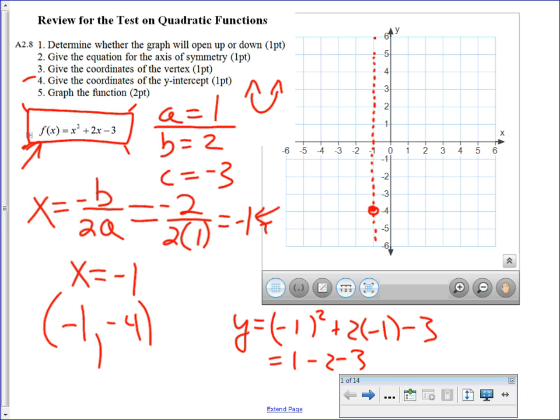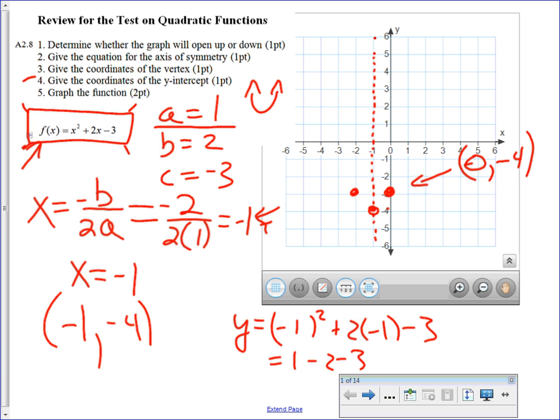Give the coordinates of the y-intercept. Well, remember, the y-intercept is always c. So the y-intercept is going to be at 0, because it's always at 0, and negative 4.